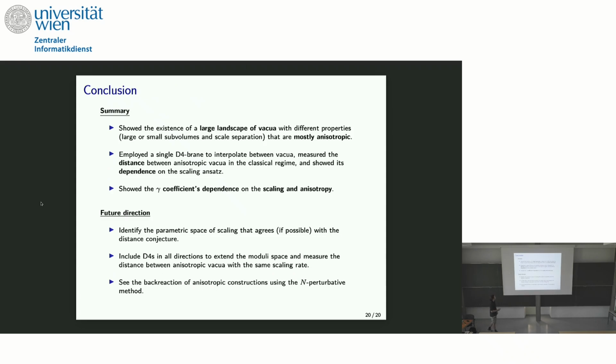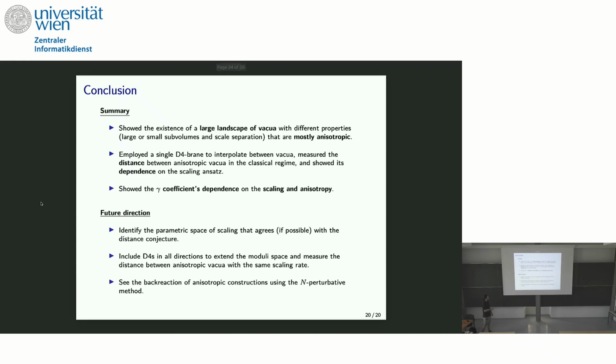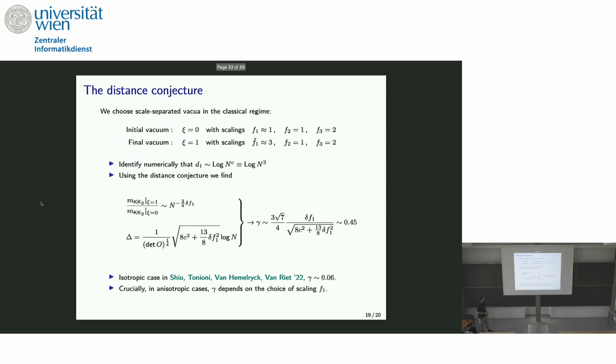Let me sum up. We showed the existence of a large landscape of vacua with different properties, with large or small subvolumes and scale separation, which are mostly anisotropic. We employed a single D4 brane to interpolate between these vacua, and we measured the distance between anisotropic vacua in the classical regime and showed its dependence on the scaling ansatz here. And then we showed that the gamma coefficient depends as well on the scaling of the fluxes, but it does not depend on the value of n, or on the value of the flux.